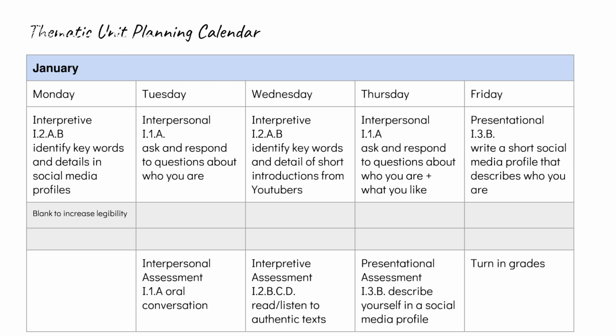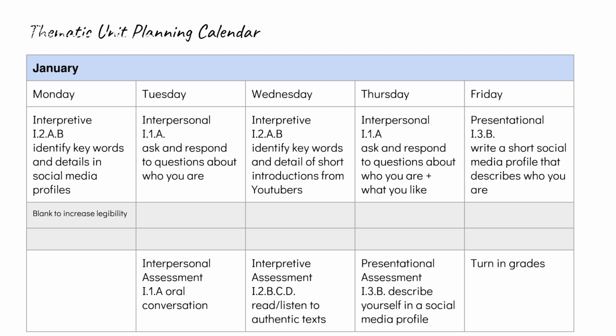going to put the TEKS, because those are the outputs the students need to perform. So we're going to start the unit with interpretive reading and helping kids learn how to identify keywords and details. Tuesday, okay, we're going to do interpersonal communication, and kids are going to ask and respond to questions about who you are. I'm going to teach them how to do that.